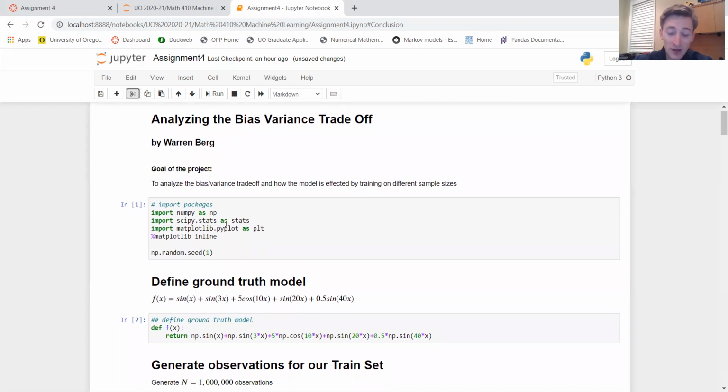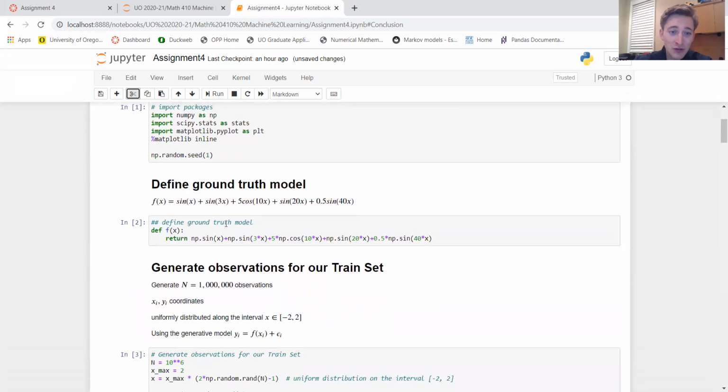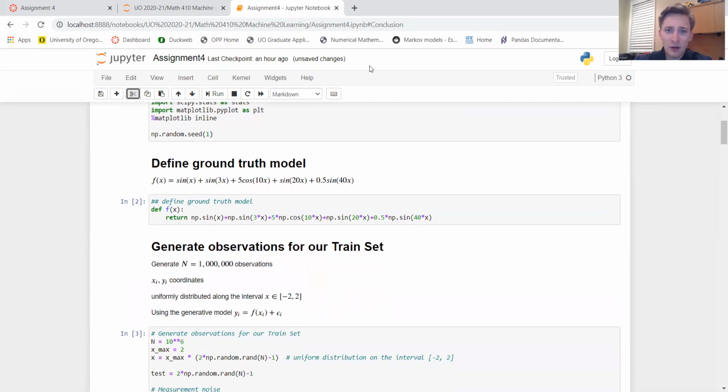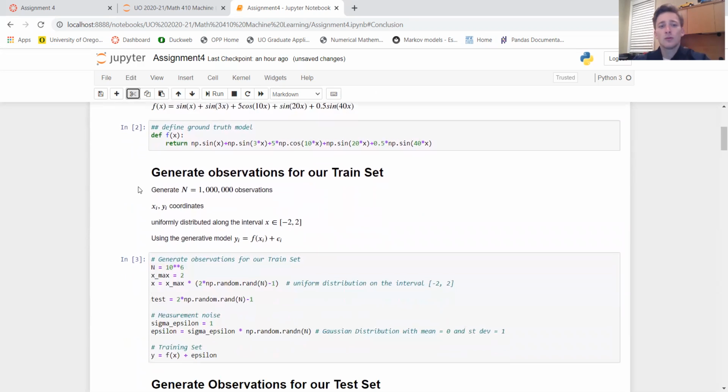So we first start off by importing the relevant packages and defining our ground truth model, which is given by this f of x equation right here. Now we'll generate observations for our training set. We're going to generate 1,000,000 observations.